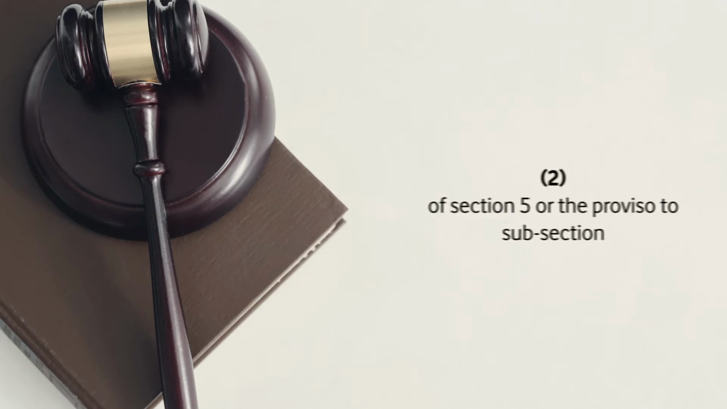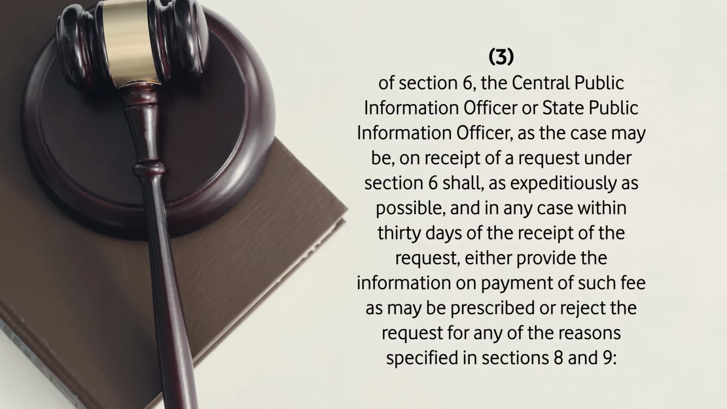Disposal of request. Subject to the proviso to subsection 2 of section 5 or the proviso to subsection 3 of section 6, the Central Public Information Officer or State Public Information Officer, as the case may be, on receipt of a request under section 6 shall, as expeditiously as possible and in any case within 30 days of the receipt of the request, either provide the information on payment of such fee as may be prescribed or reject the request for any of the reasons specified in section 8 and 9.